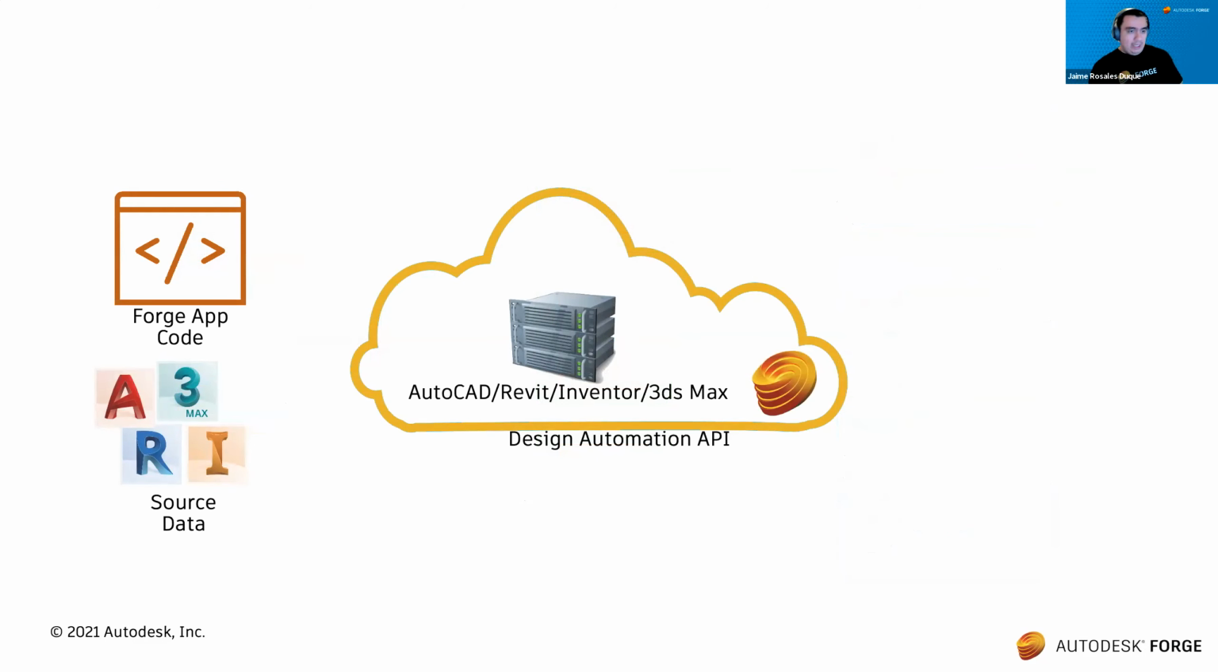So one way to do this, and also to have more of a visual picture of what's going on, we have our Forge app. Then we create code for this Forge app. We have the source data, and then we will be sending that into the Design Automation API, where it has the servers that are running AutoCAD, Revit, Inventor, 3ds Max, and I believe Civil 3D now also is part of it.